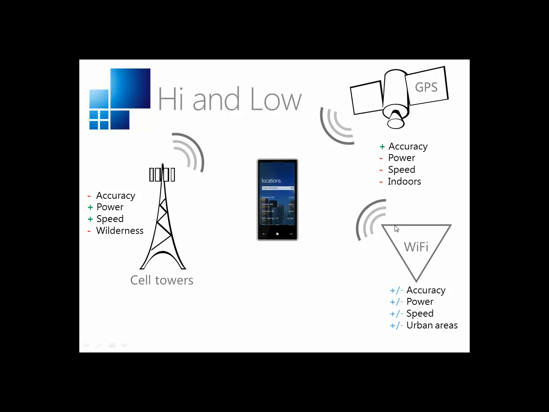So the choices you have as a developer are high and default. Default will look for a location based on cell towers and Wi-Fi triangulation. It's important to note that if you turn off Wi-Fi on your phone, it won't use Wi-Fi as part of how it gets a location. Now, if you choose high, it's going to look for a GPS fix for your phone.